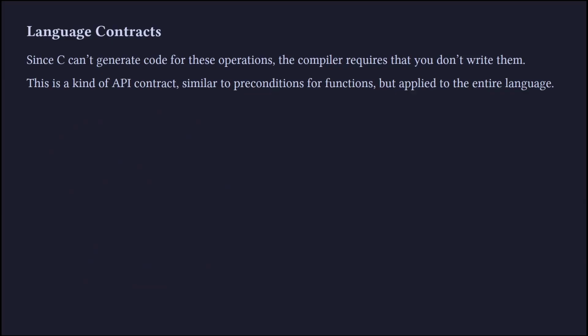Because C can't generate code for this, the compiler makes sure that you don't write them. And by the compiler makes sure, I mean you make sure. This is very similar to preconditions on functions, like with stuff we've done in the Python course. So if you disobey the preconditions, expect that your results will go awry, except this is for the entire language.